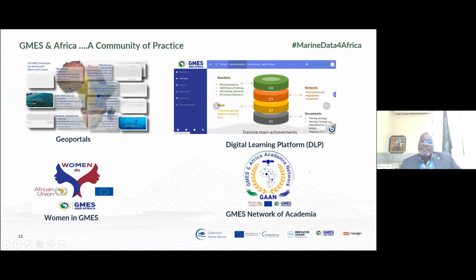Within these 8 consortia, we have 8 job portals, which bring a huge community of users. I highlight just here the two for University of Ghana and the CSR, but you have 8 job portals fully functional, bringing a huge community of users of products based on processing of Copernicus data.